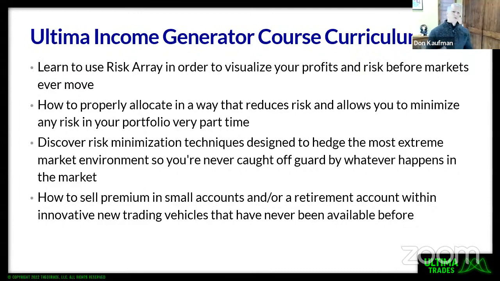You're also going to discover risk mitigation techniques. That's hedging. You're going to learn to hedge in the most extreme market environments, which looks like it's forthcoming. You're going to learn how to sell premium in small accounts, or a retirement account, with innovative new trading products that are only very recently available. So an account with as little as $2,000 or $5,000 in an IRA can do this.